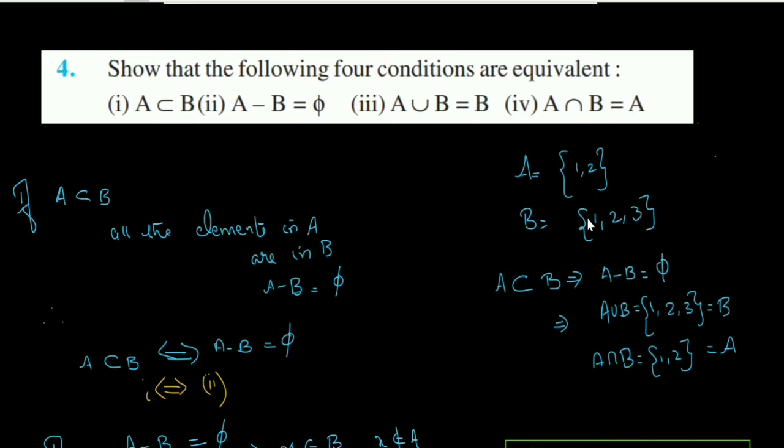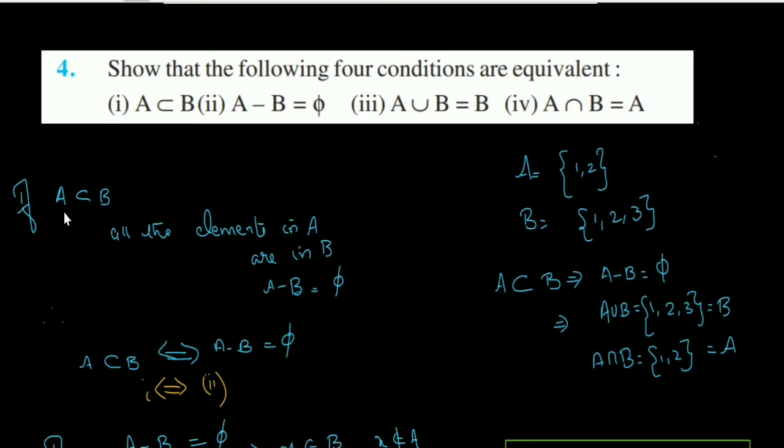What about A union B? So again, because A is a subset of B, B is a superset. So when you find A union B, you will get the superset, that is B. What is A intersection B? Again, because A is a subset of B, when you find A intersection B, the common elements will be in the set A. So A intersection B is equal to A. So it's very clear. All these 4 conditions are equivalent.